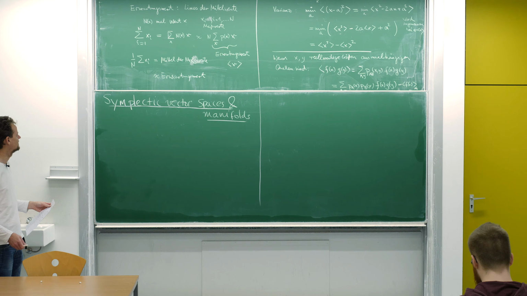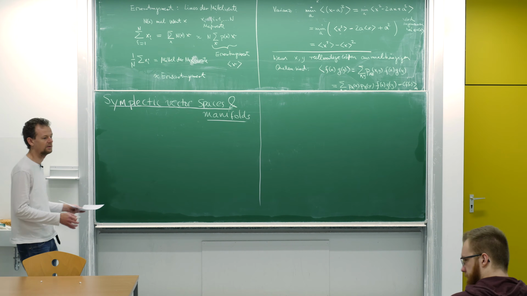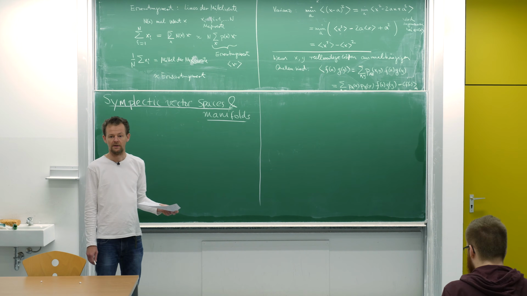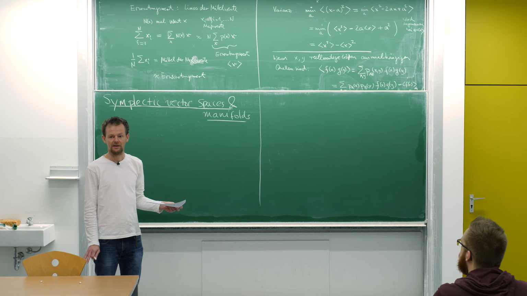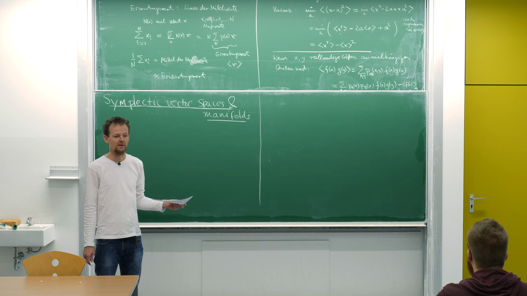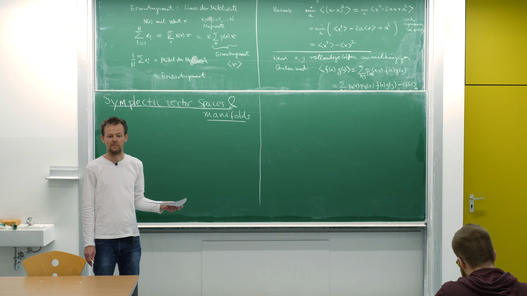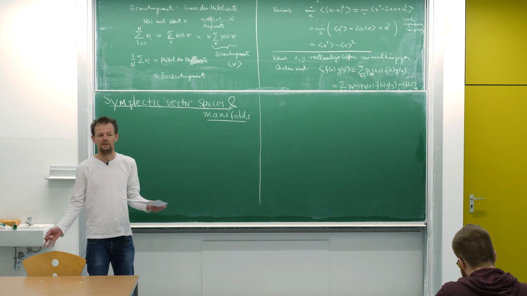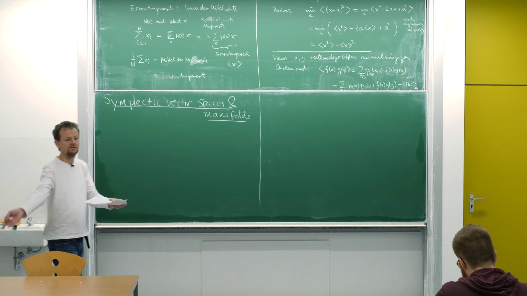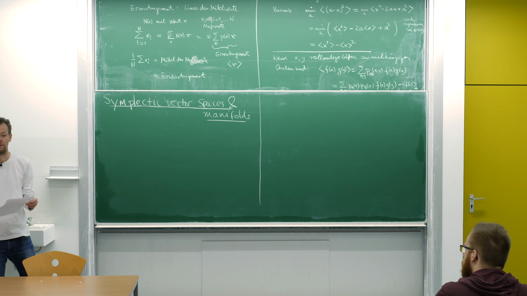And these things are called symplectic vector spaces. So today we're going to go through some linear algebra, beautiful elementary linear algebra, and then we'll isolate the objects that we care about, we'll study their properties, and then we'll immediately generalize them to symplectic manifolds.